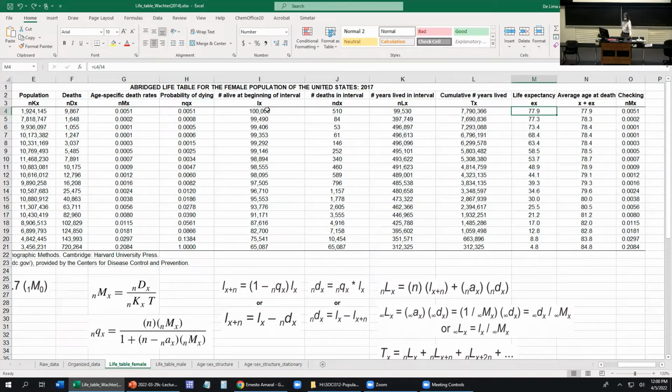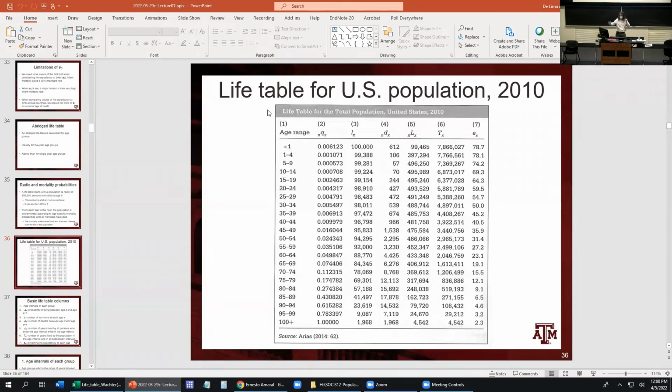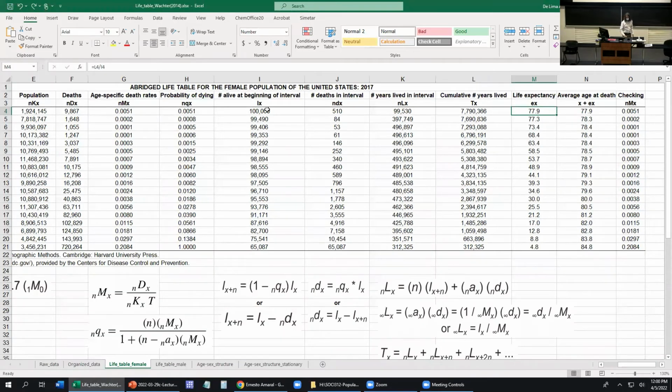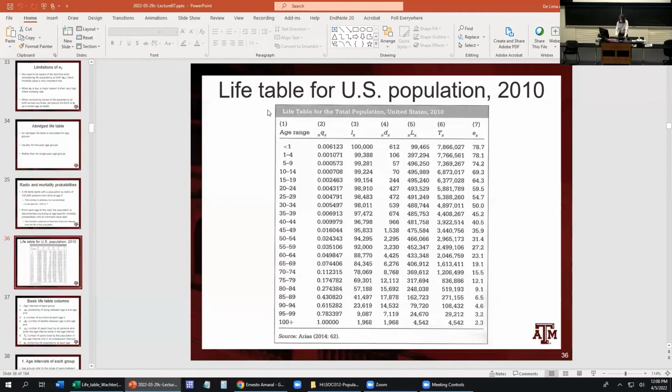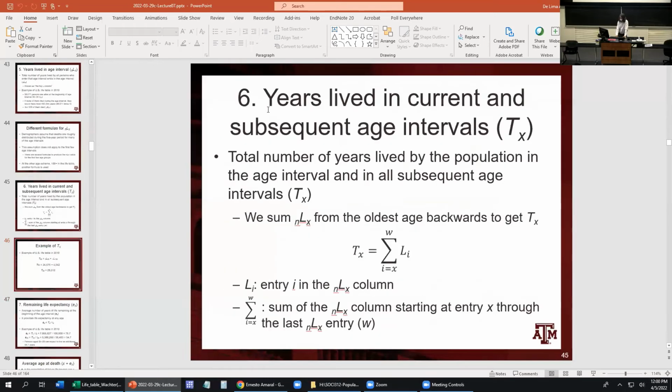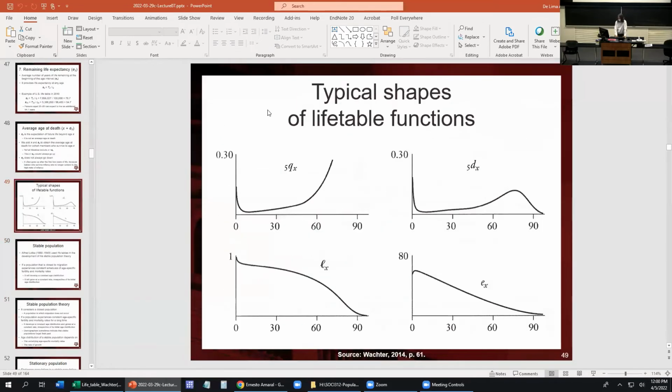And remember, in the life table from the textbook, we finished there in the life expectancy at birth. I will add another one. So for this case here, the life expectancy at birth is 77.9. And then it drops to 77.3. Oh, look at this. Those typical curves that we saw for life expectancy here.